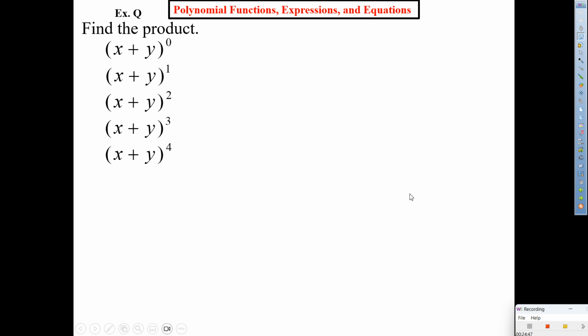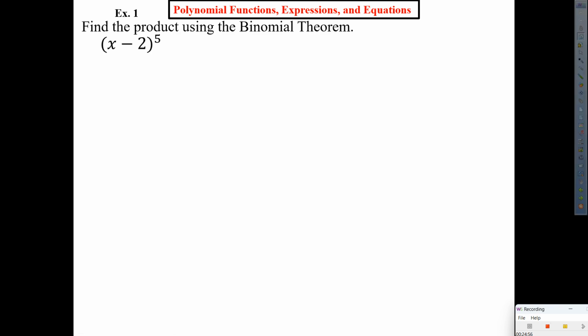Example 1, parentheses x minus 2, close parentheses, to the 5th power. Just copy it. I'm going to show you how to do this one, all right? And I'll tell you when to copy what I write. Here it goes. Y'all ready? Write your utensils down. Look up to the screen. Please stay focused. Help me help you.